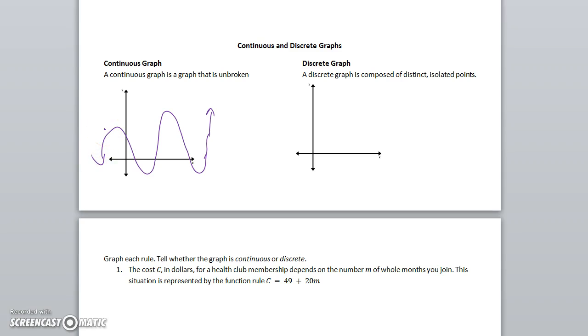Discrete, on the other hand, is composed of distinct isolated points. So instead, you would just have specific points. Just a point, and a point, and a point, and a point. And you're not going to connect those ones.